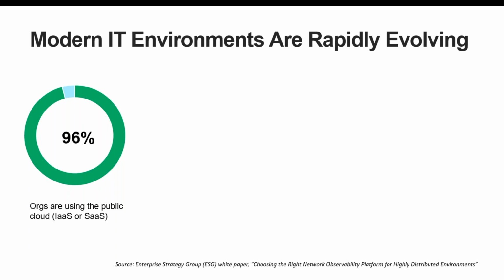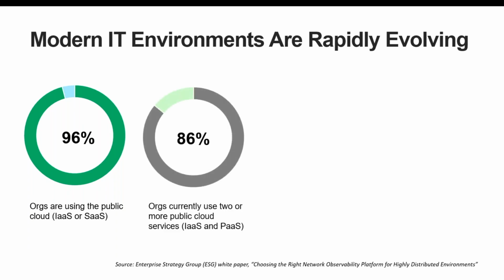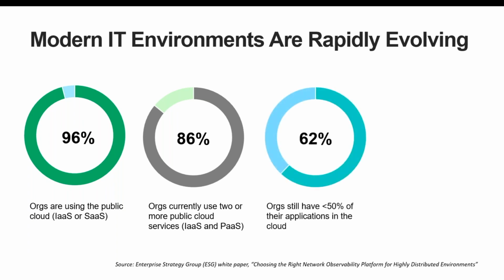First of all, I don't think this is a surprise to anybody. Organizations, pretty much everyone, are moving to the public cloud. Also, about 86% of organizations that they surveyed use at least two or more of the public cloud services. So there's growing complexity within their network and IT infrastructure. Here's an interesting one as well from the same survey. 62% of organizations still have less than 50% of their applications in the cloud. So they're moving to the cloud, but they're keeping a lot of the applications back, and eventually we'll be moving them over. But there's still a lot of work to be done in their digital transformation.